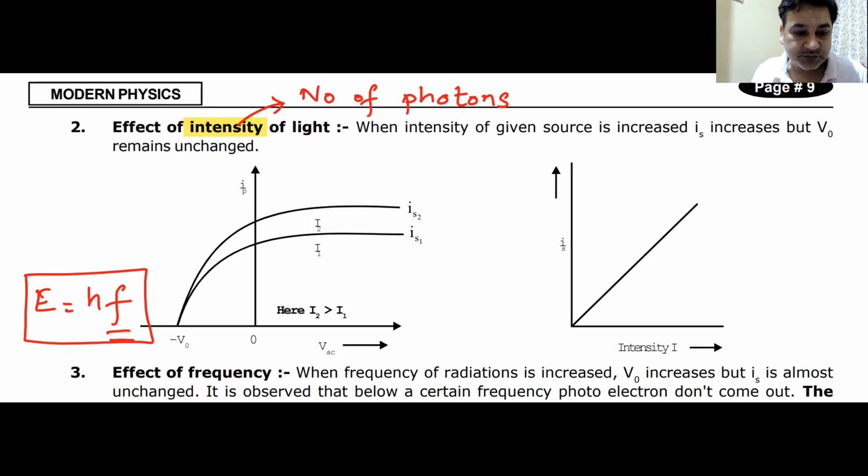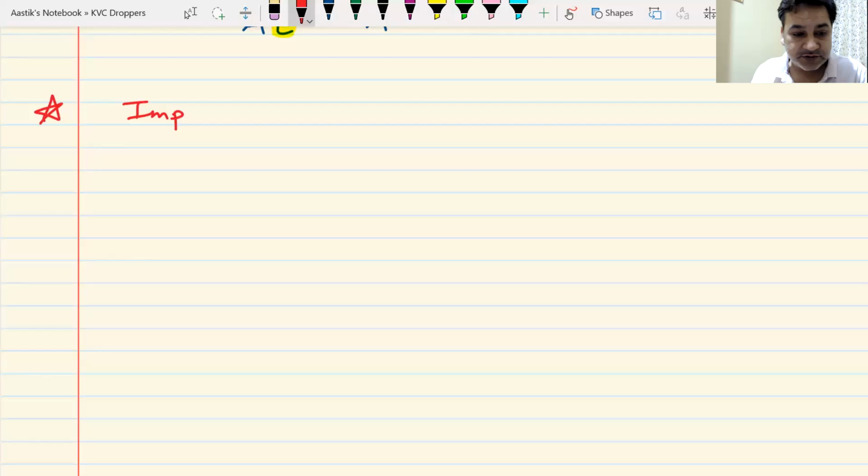Oops. What is the important point? I have not resumed share. What is the important point? By increasing frequency, number of photons also increases.